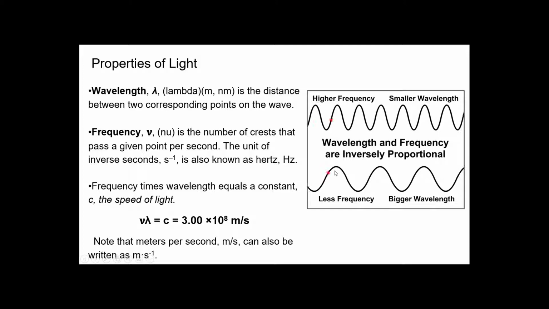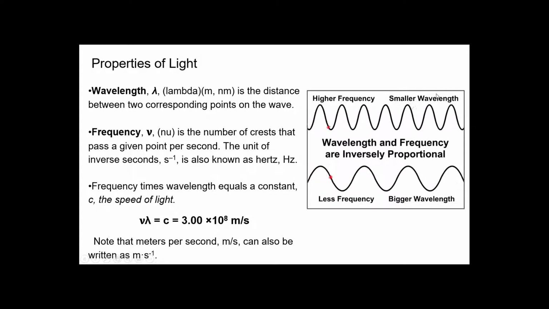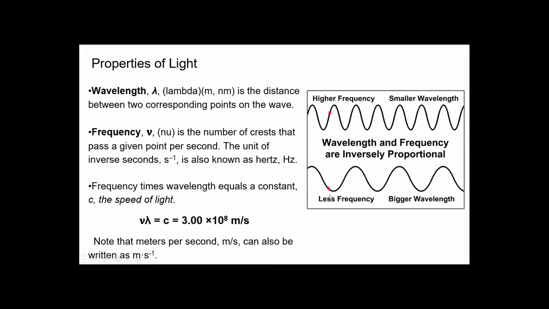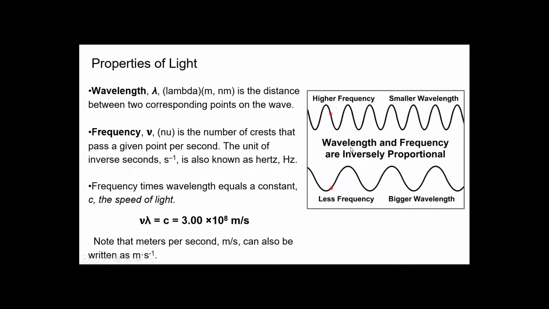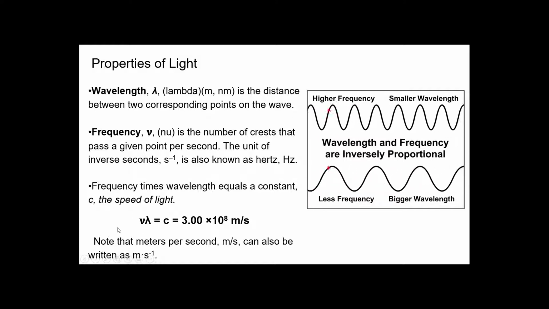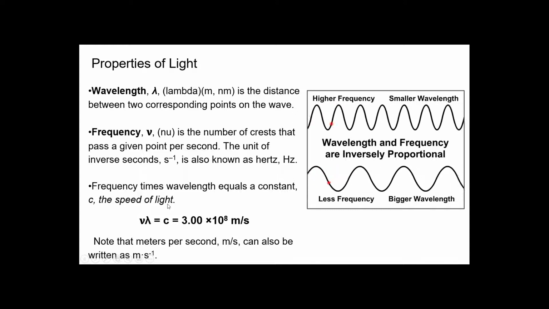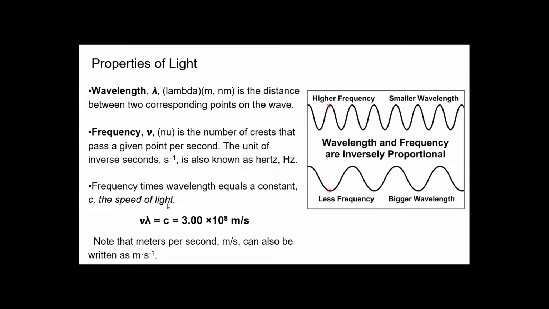So if you follow this little red dot, you can see how this one's going really quickly. So higher frequency, smaller wavelength. Lower frequency, bigger wavelength. And these are inversely proportional, which means exactly what I'm talking about here. If one goes up, the other one has to go down. That's what makes them inversely proportional.